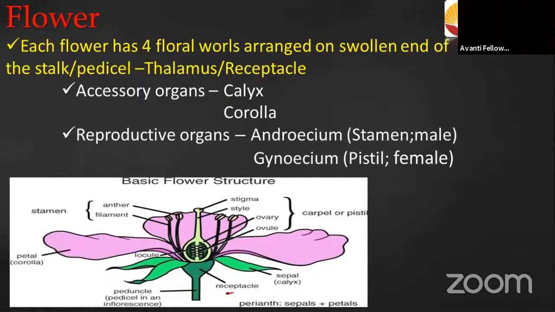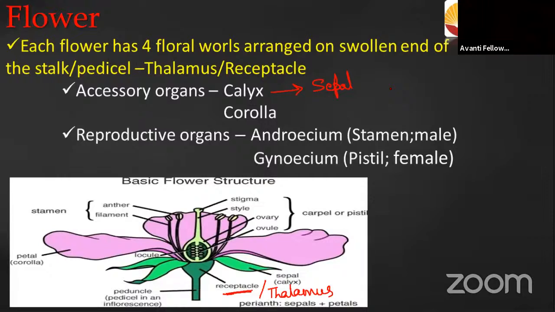Okay, so this is the receptacle, also called the thalamus. This is the sepal, that is the calyx. Always remember, a sepal is one unit. Many sepals joined together are collectively called the calyx.